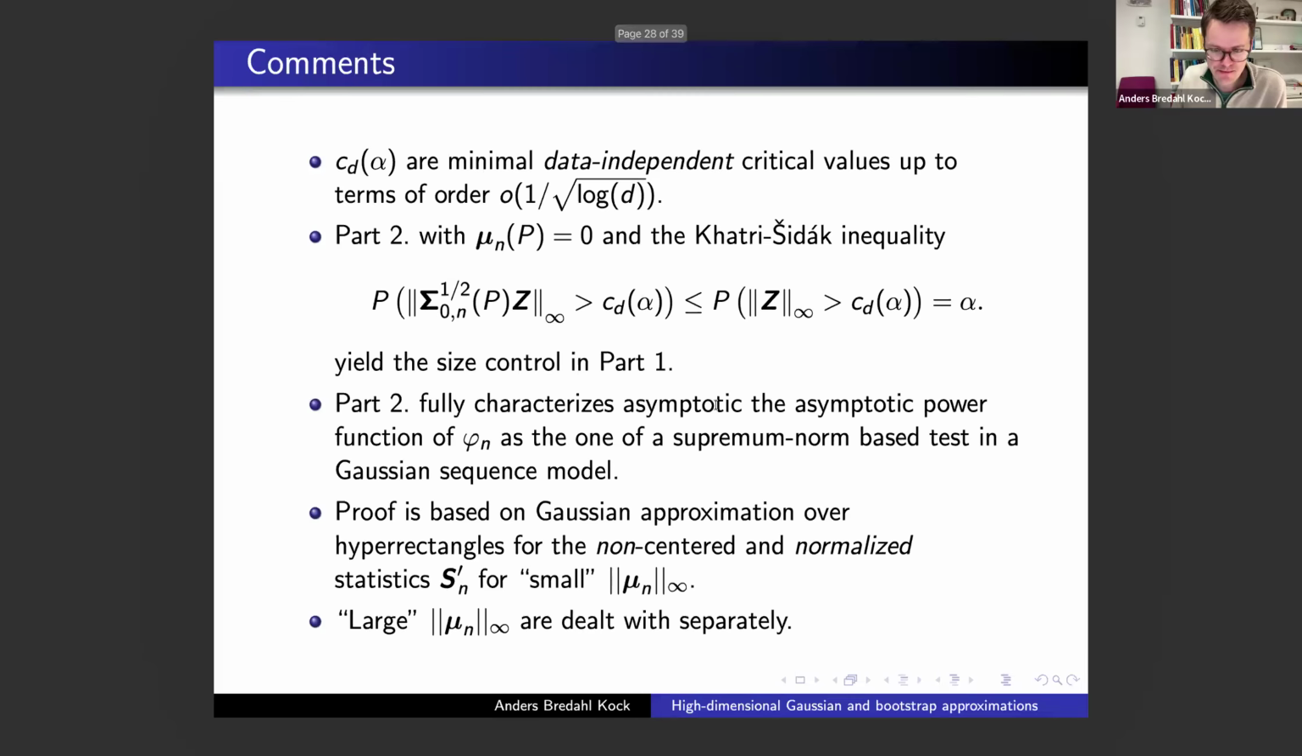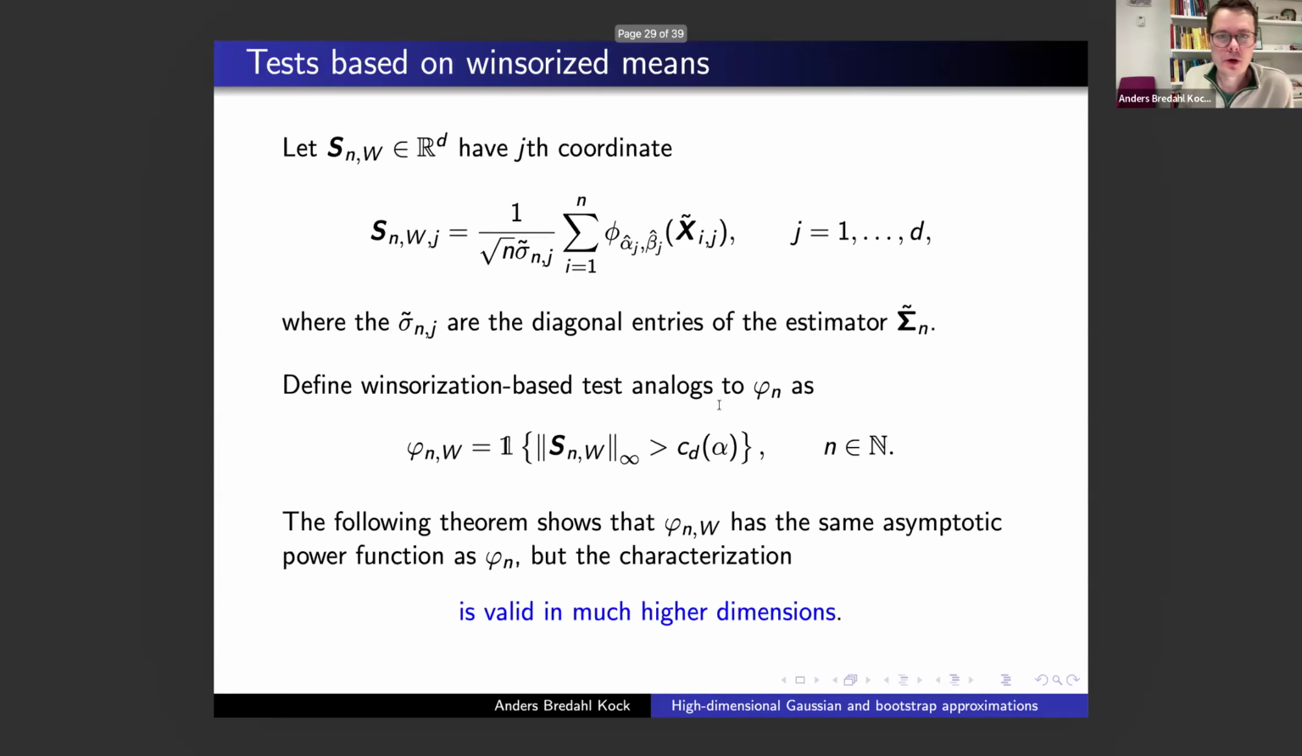Okay, now I will not talk more about the proof here. Instead, I will talk about test-based Winsorized means. So, of course, instead of looking at the plain sums, I can look at my standardized Winsorized means here, where the sigma tilde nj are the diagonal elements of this variance-covariance matrix estimator that I spoke about 7-8 minutes ago.